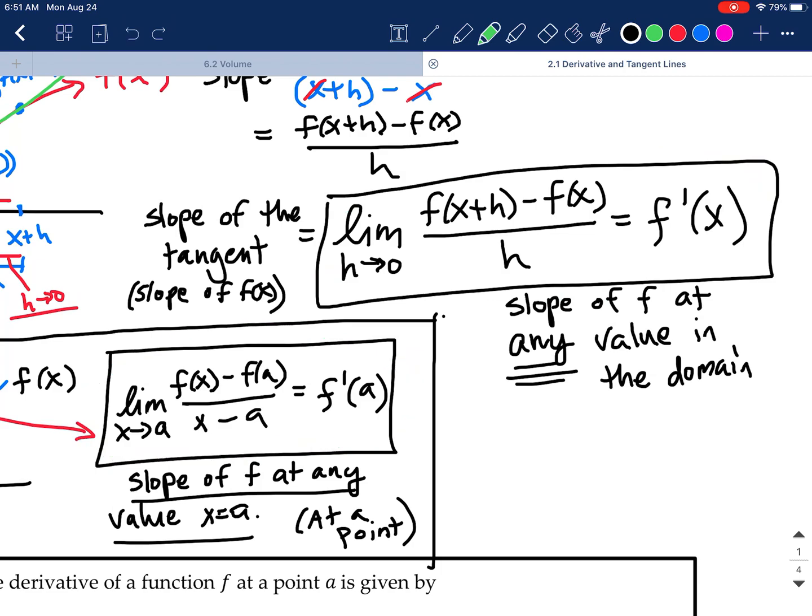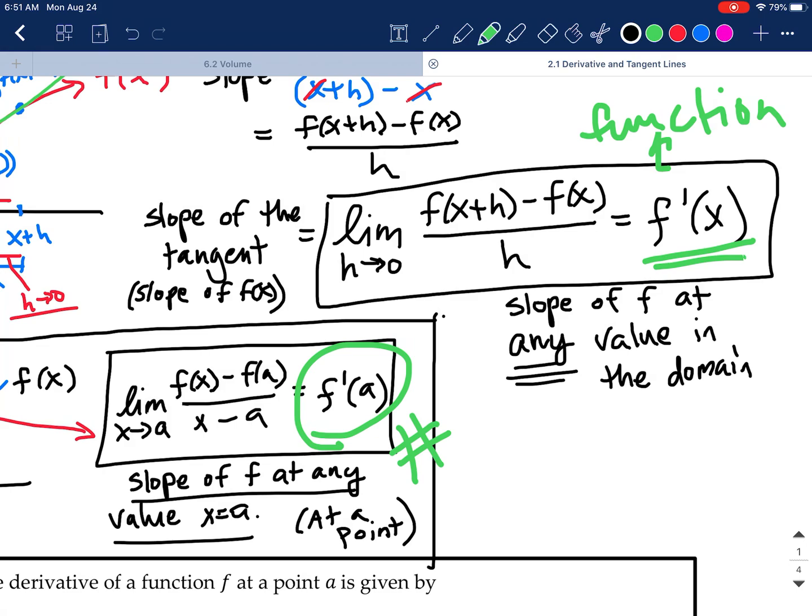One is generalized as a function. So f prime of x is itself a function. Whereas this value, f prime of a, is going to be a number that represents the slope of the function at that point. Right? So one is a function, one is a number. And this will be a common theme when we get to integration, the second major topic of calculus in chapter 4, where we will define that integral as a function or the integral as a value.